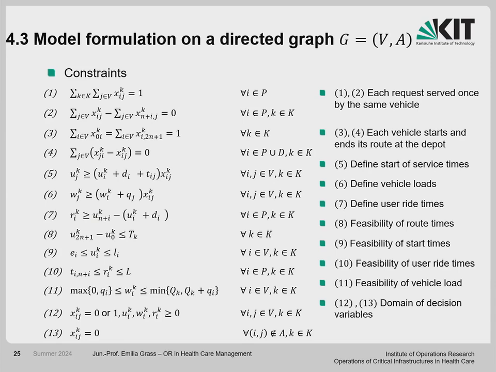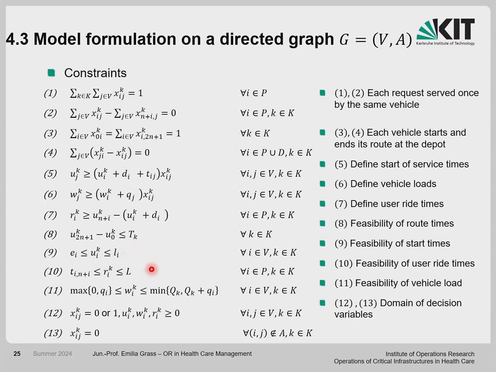Okay, then 8 is the feasibility of routing time, so the time for driving one route cannot exceed, of course, our maximum duration time. On the right-hand side you have this capital T. You cannot drive longer than allowed. Okay, and then the ninth, the feasibility of starting times. We talked about time windows, so the starting time in node 3 should be between 9:30 and 9:45, something like this. Okay, so it cannot be earlier and it cannot be later than this time window allows.